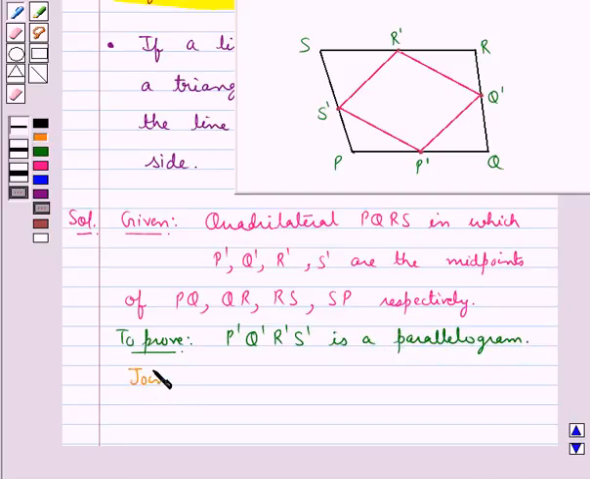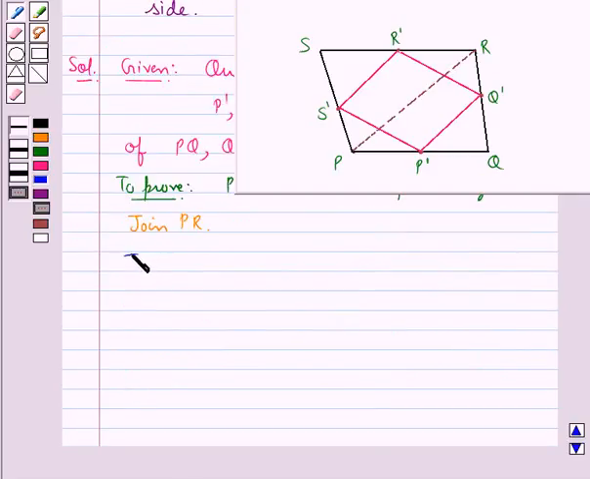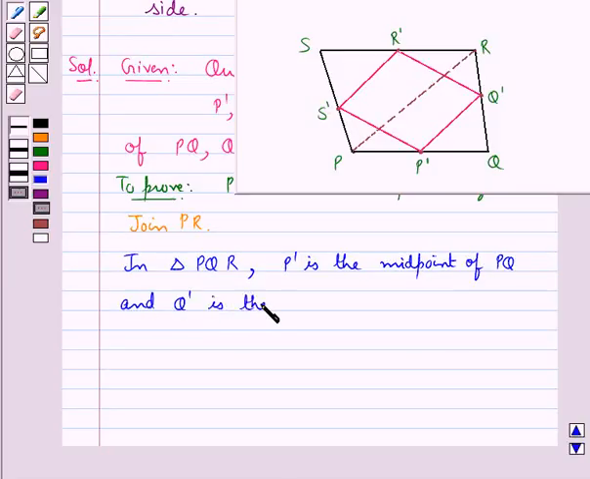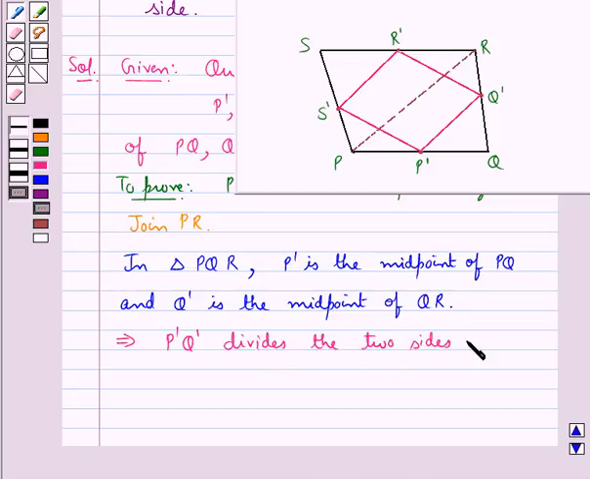First of all, let us join PR. Now let's consider the triangle PQR. In this, P dash is the midpoint of side PQ and Q dash is the midpoint of side QR. So this means that the line P dash Q dash divides the two sides PQ and QR of triangle PQR in the same ratio.